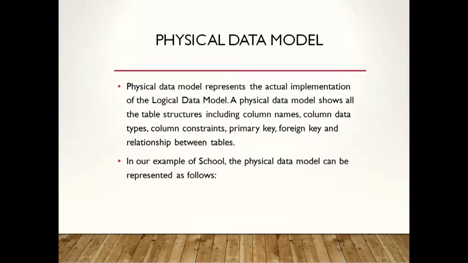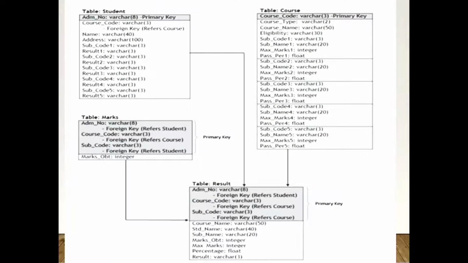Now, physical data model. The physical data model represents the actual implementation of the logical data model. A physical data model shows all the table structures including column names, column data types, column constraints, primary key, foreign key and relationship between the tables. So, in our example of school, the physical data model can be represented as follows.